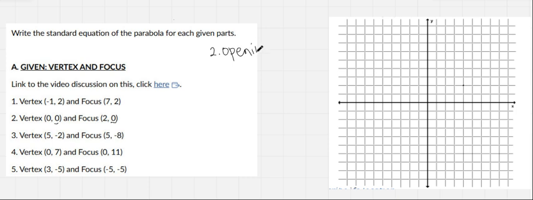And that is giving us a hint as to what will be our opening, which is going to be either right or left. So plotting that one, our (0, 0) as the vertex is somewhere here, and then we've got (2, 0) as our focus. So we know that this is going to be opening to the right because our focus is located to the right side of our vertex.